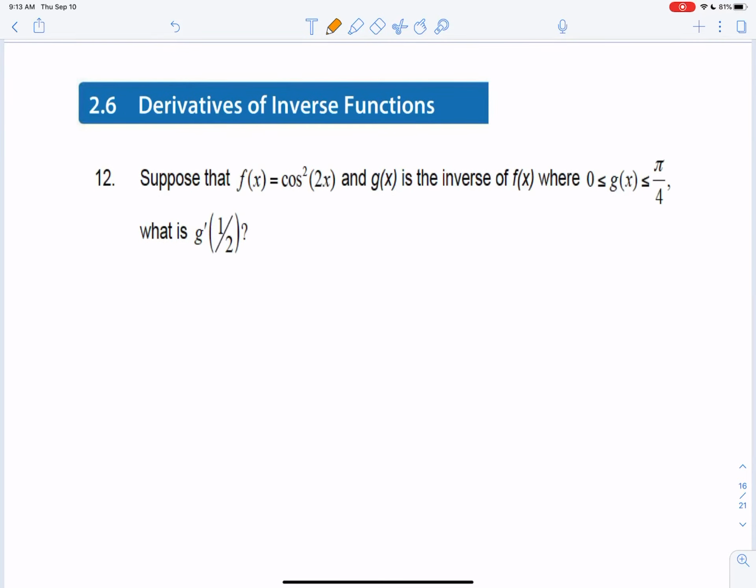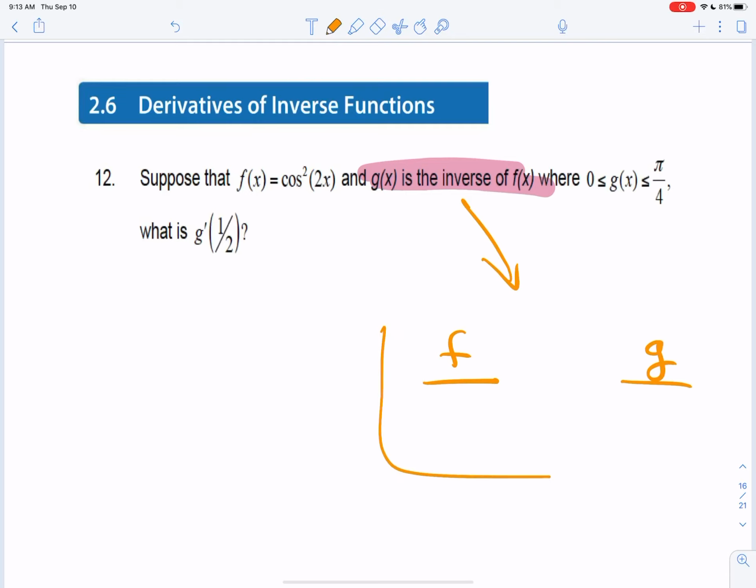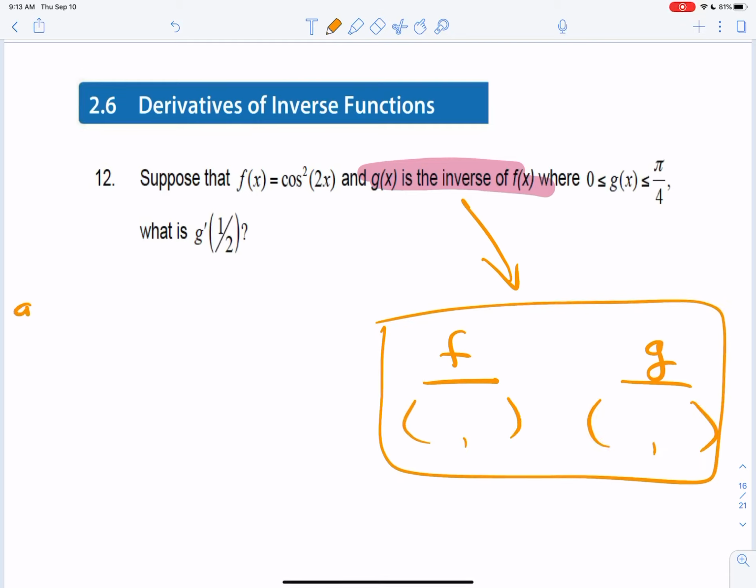Suppose that f of x is the cosine squared of 2x and g of x is the inverse of f. What is g prime of 1/2? Right away they made a statement that g is the inverse. That allows me to make my chart here. I'm looking for g prime of 1/2. So 1/2 is going to be the x-coordinate of g, but also the y-coordinate of f since they're inverses.